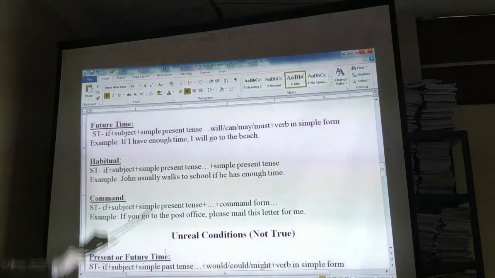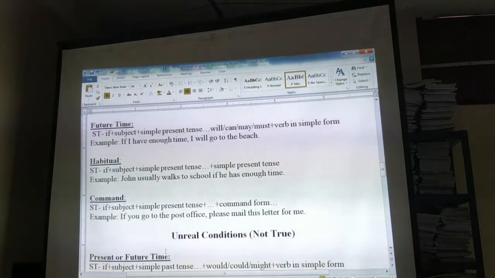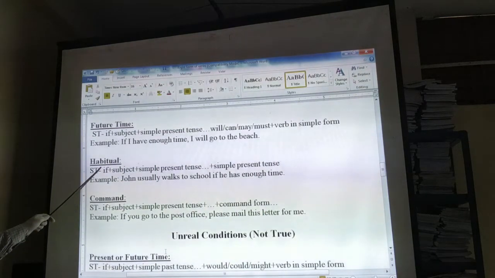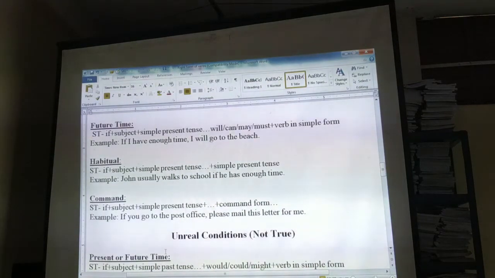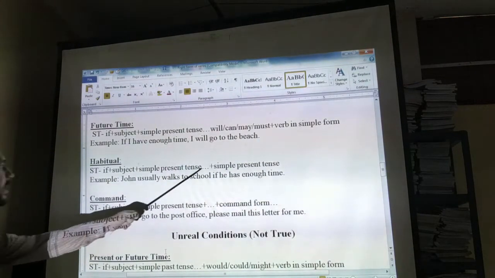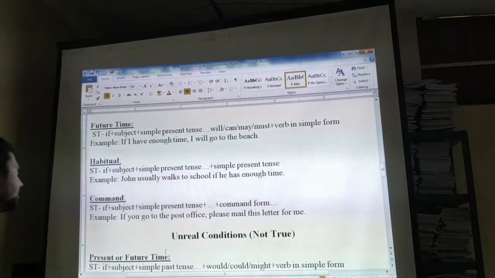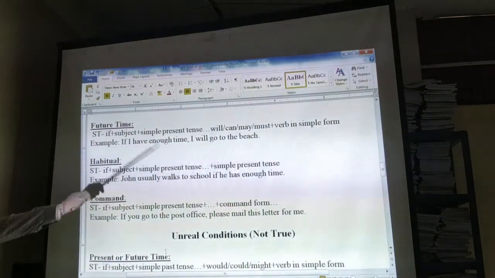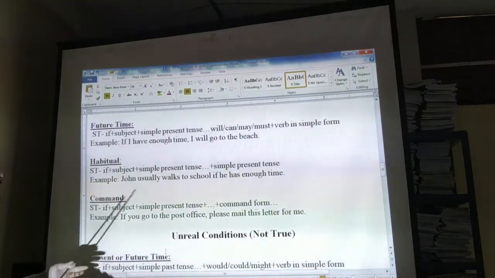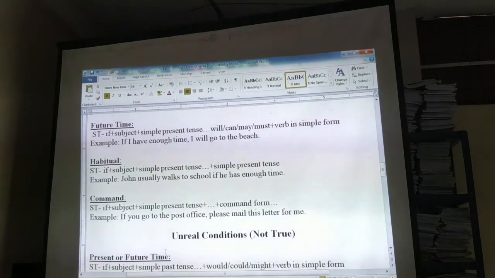If the action is possible, then it goes into real conditions. See this one, habitual. See the structure: if plus subject plus simple present tense, then plus simple present tense. I mean, if plus present indefinite plus present indefinite.